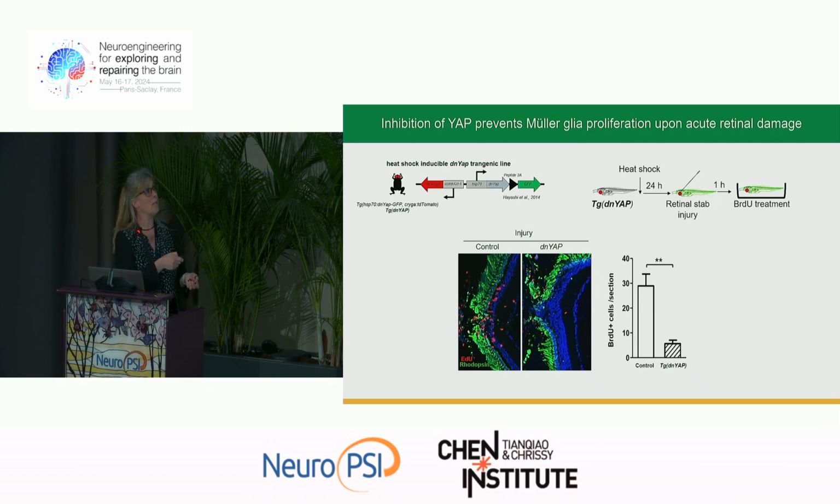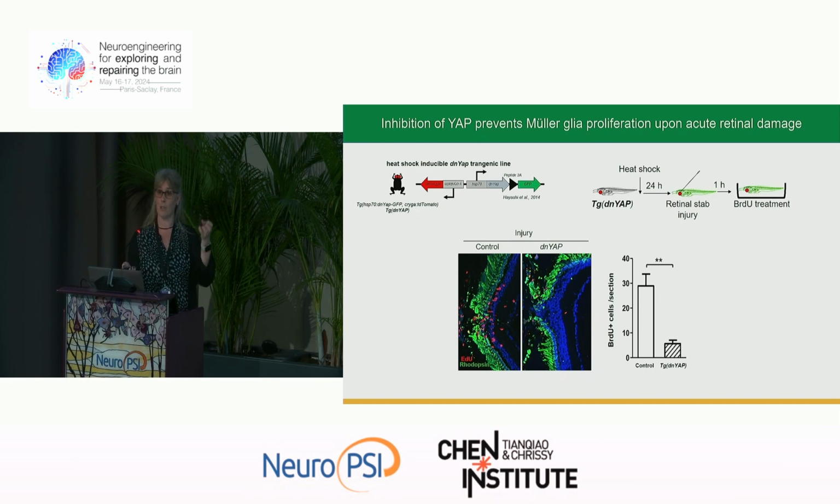this injury. So here in a control situation, you can see here in green the nice layer of the photoreceptors. You can see at the site of the injury, there are plenty of Müller cells that re-enter into the cell cycle. You can see them in red here. But when we interfere with YAP function, then at the site of the injury, there's no cell cycle re-entry of these Müller cells. So this tells us that this factor seems to be absolutely necessary for these Müller cells to re-enter into the cell cycle upon injury.